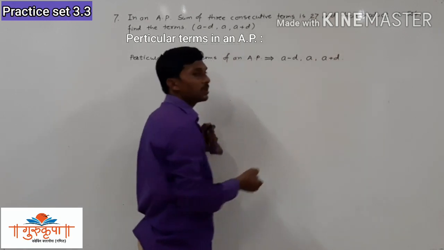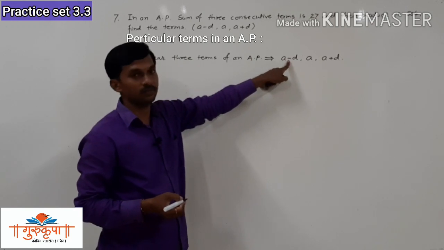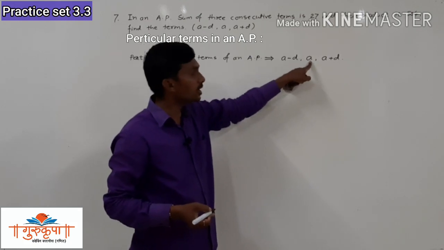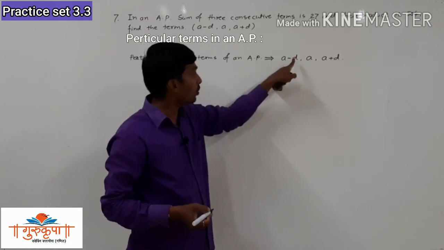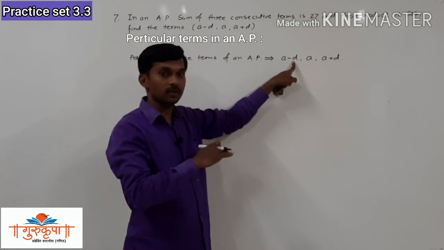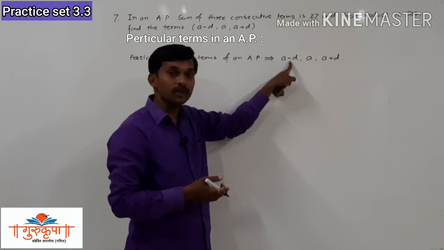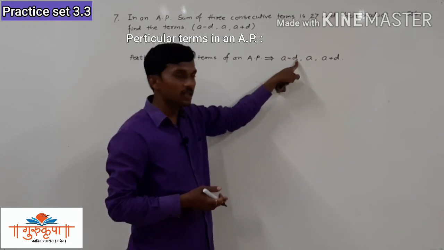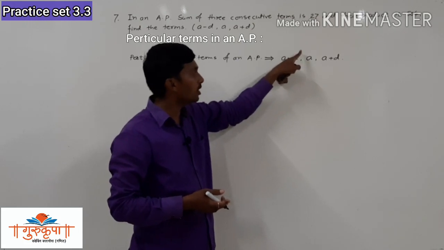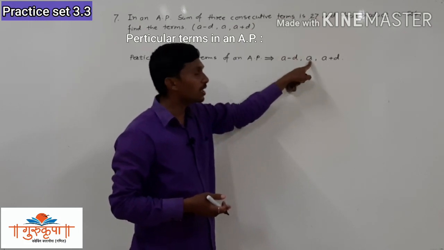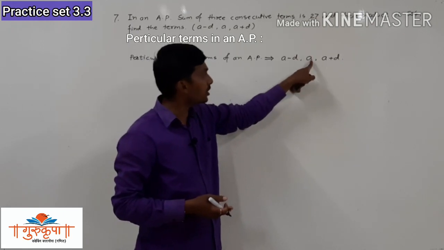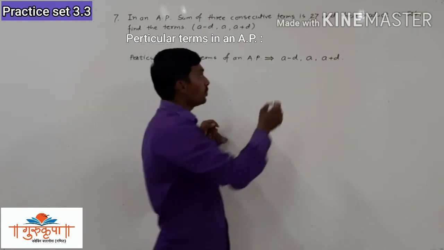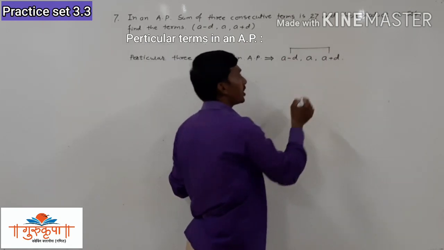And it is very easy. If you remember the first term, a minus d only, then you can easily get the second term. We know that if the common difference is added to the previous term, we will get the next term. So if we add d, since a minus d is the first term, then minus d plus d cancel and the second term is a. And now if you add d to this term, second term, then you will get the third term, that is a plus d.